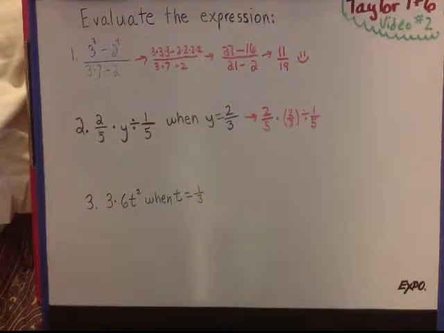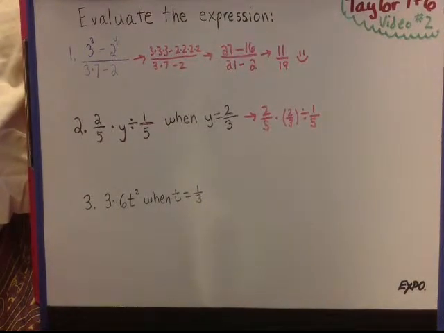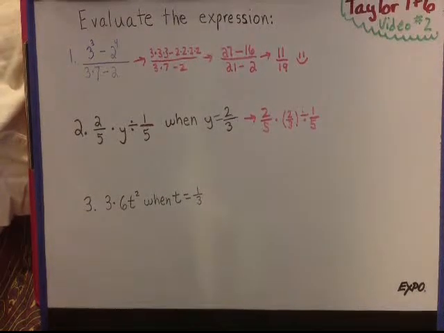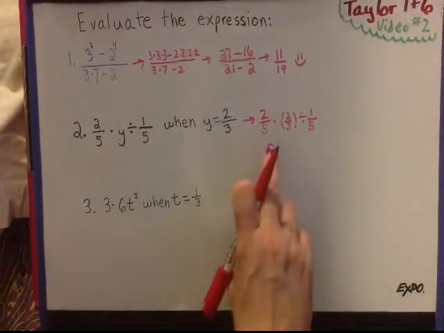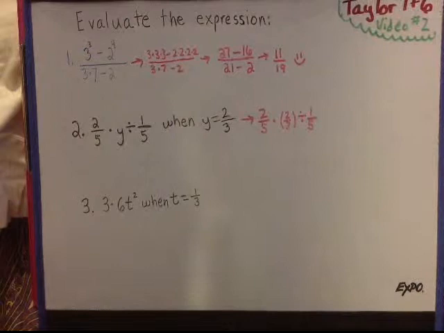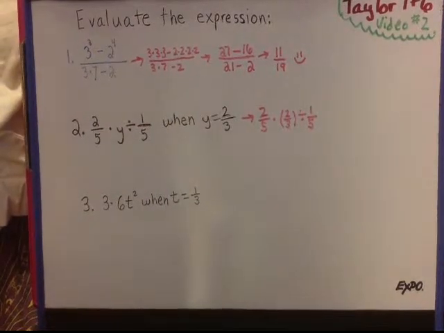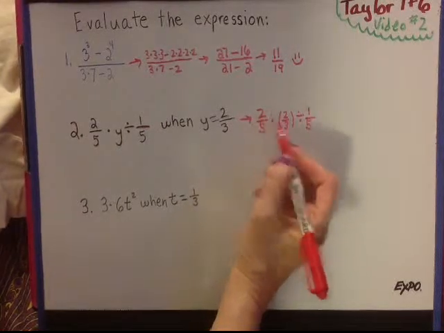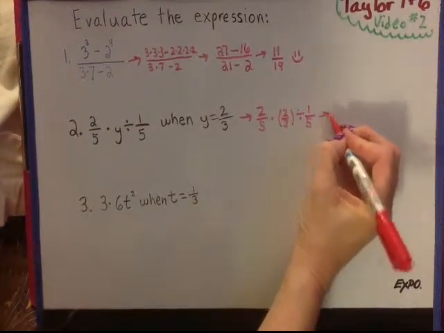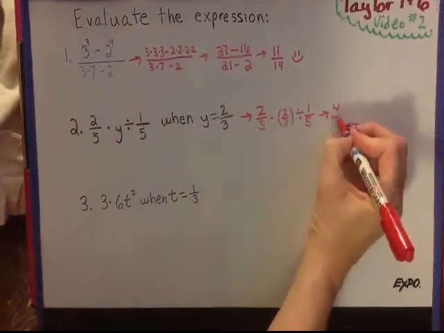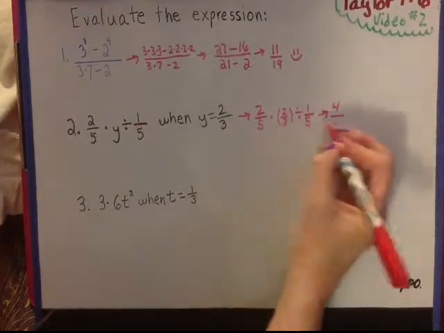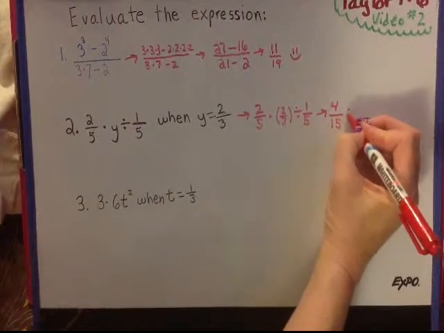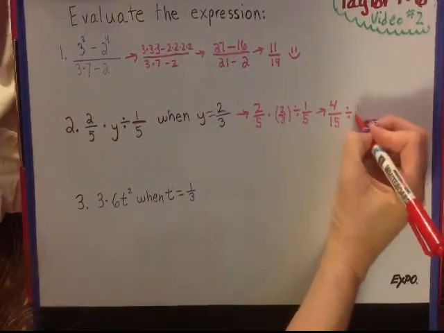Okay, now let's take a look at our problem that we have right now. Remembering that our order of operations says that we multiply or divide whichever comes first when we look at it from left to right. So here we go. We're going to multiply. 2 times 2 is 4 over 5 times 3 is 15. Divided by 1/5.